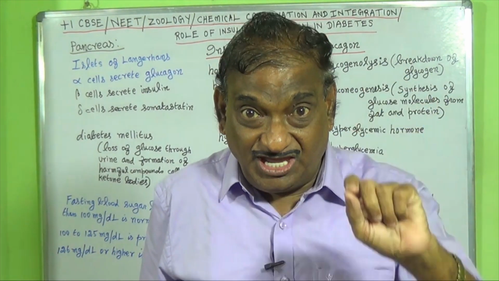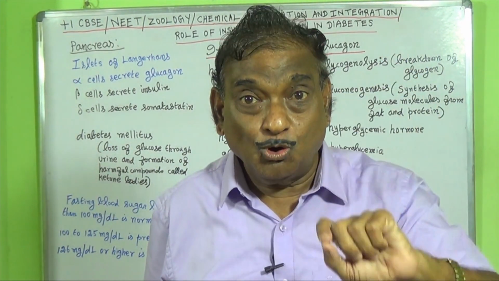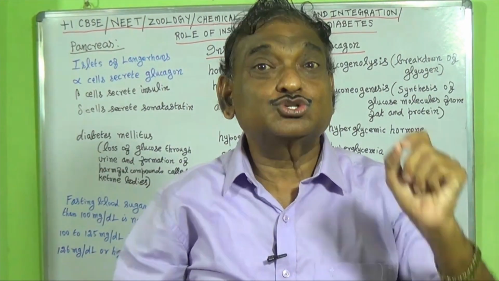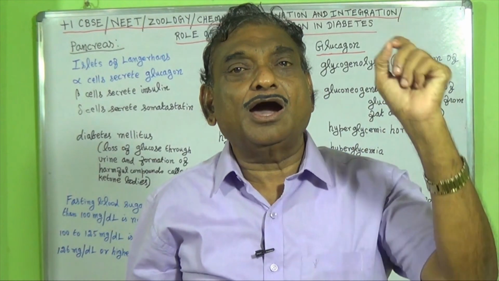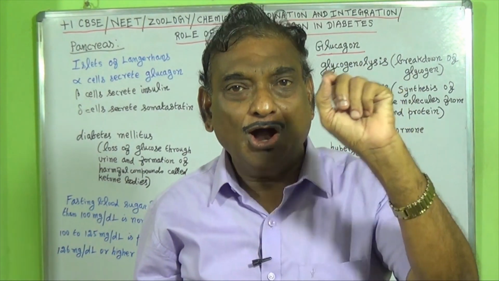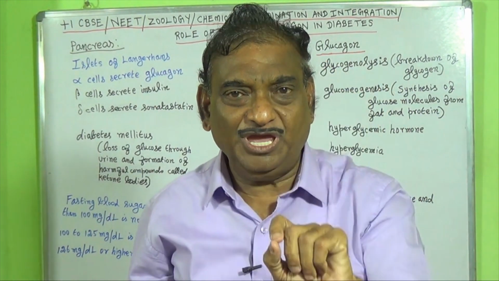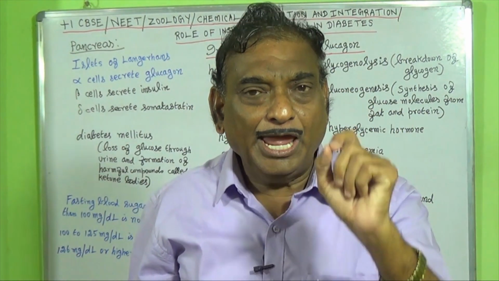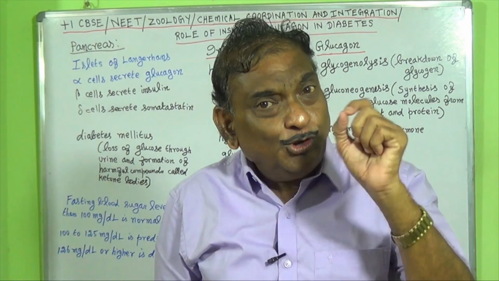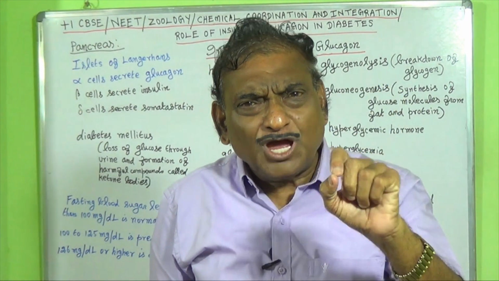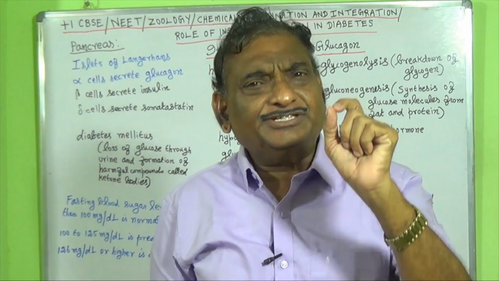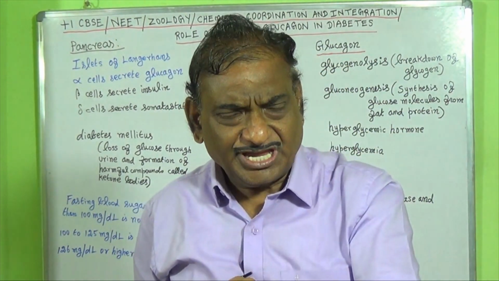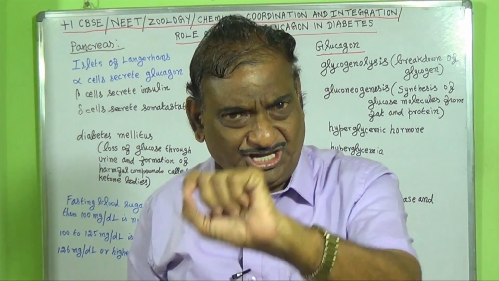In these three ways, glucagon hormone increases the blood glucose level, so glucagon hormone is called hyperglycemic hormone. This process is called hyperglycemia. Do you know what are the types of diabetes? The types of diabetes are type 1 diabetes and type 2 diabetes.